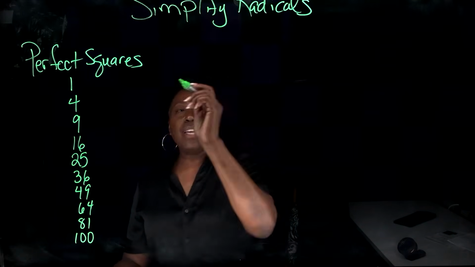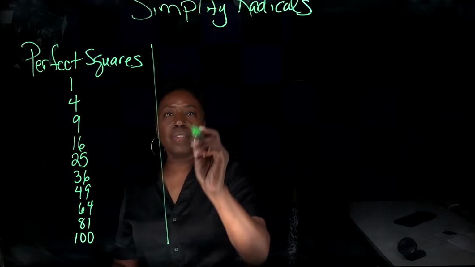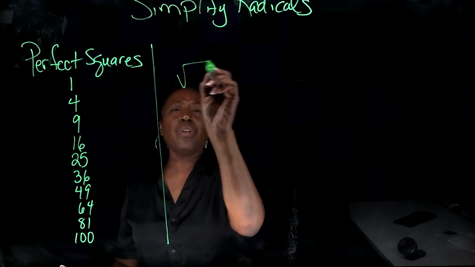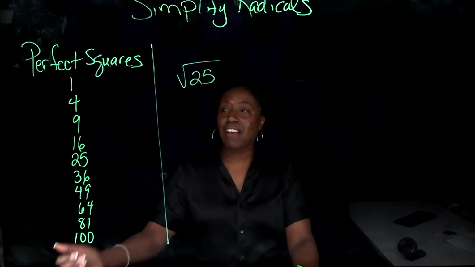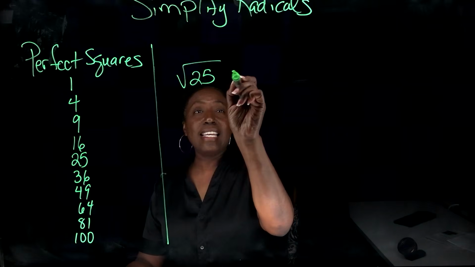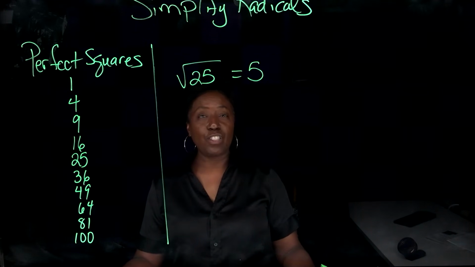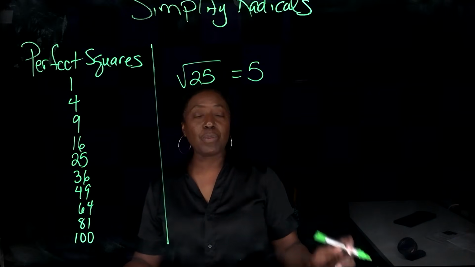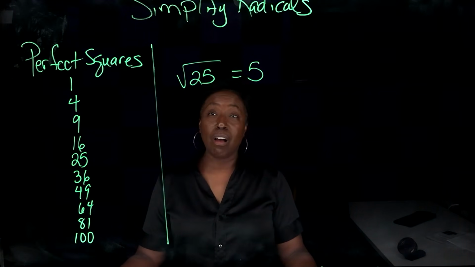So let's say if we had, let's start off with just the square root of 25. Now, 25 is a perfect square, and the square root of 25 is 5. Why? Because 5 times 5 is 25. And of course, once we have the square root of 25, our answer is 5, the radical is gone.